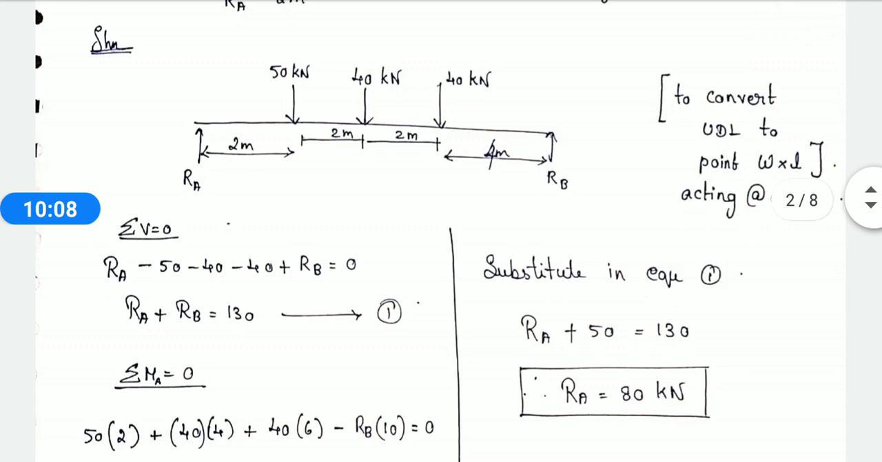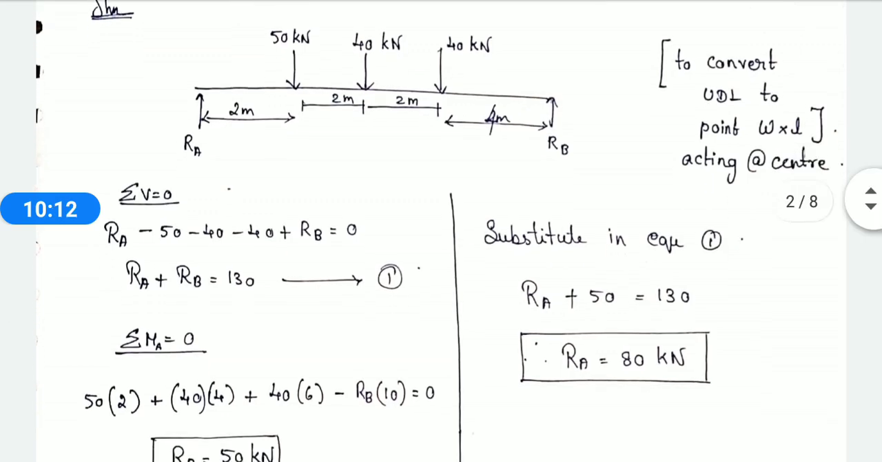When you see first, there are no horizontal forces acting in this sum. So we are just directly moving into summation of vertical forces is equal to 0. How many vertical forces are there? RA, RB, 50, 40, 40. RA and RB are in positive direction. Other forces are in the negative direction. When you substitute that, you will get RA plus RB is equal to 130.